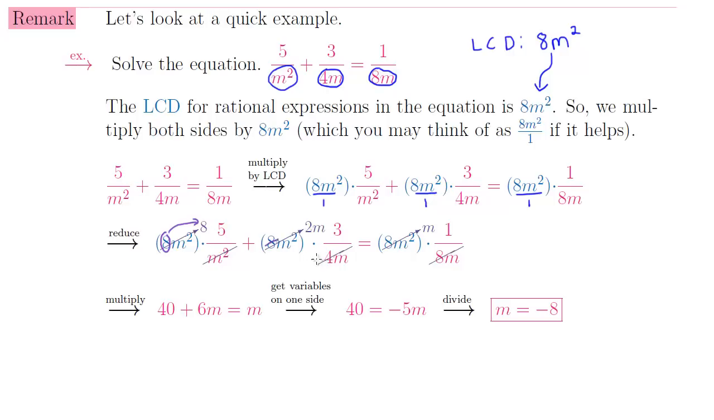All right. In the second term, 8m squared over 4m, the 8 and the 4 are going to reduce to 2, which is why we get a 2 left. And the m and the m squared are going to reduce to m, which is why we end up with 2m. And then finally, 8m squared over 8m, the 8's reduce to 1, the m squared over m leaves you with just m.